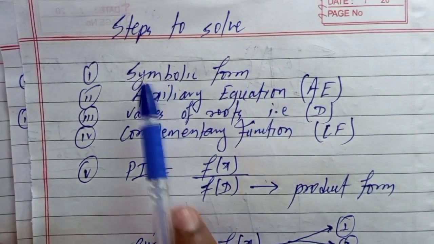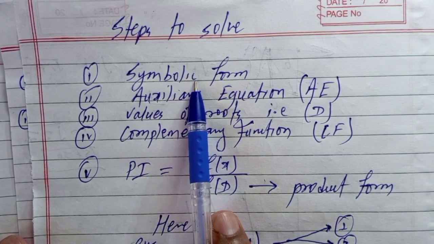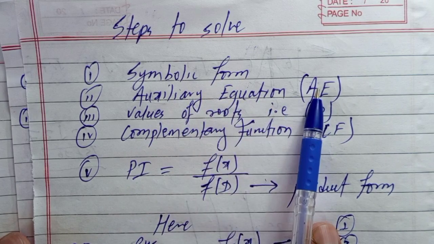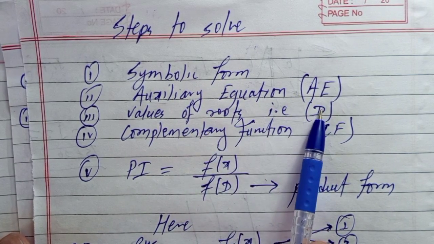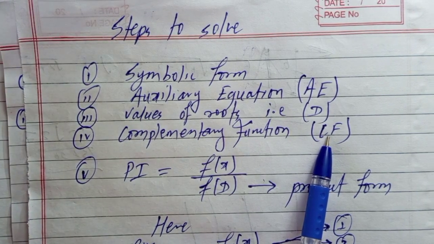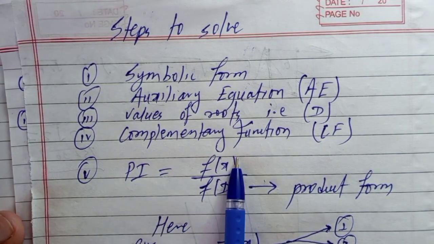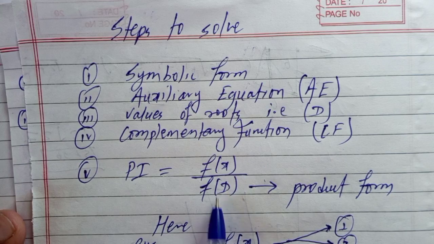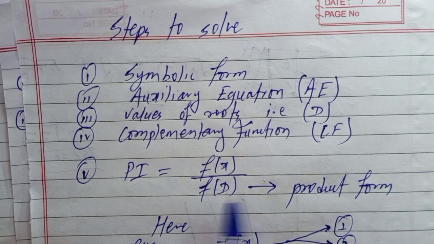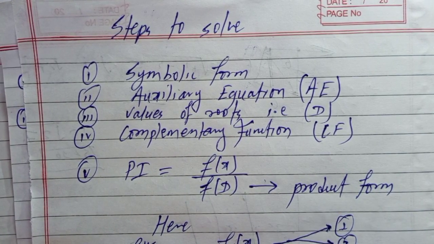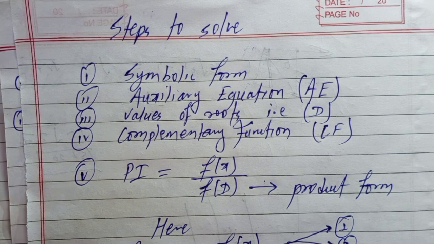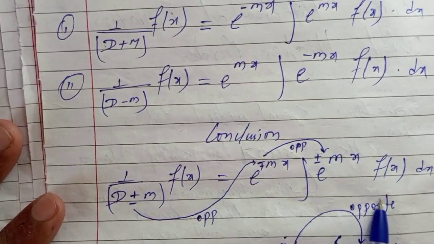In our general method, the steps are: first we should convert our given differential equation into symbolic form. Then we move ahead to the auxiliary equation, from where we get the values of the roots, that is D, and according to them we write our complementary function. Up to here all the processes are the same up to CF. In PI, function of x divided by function of D, that is, the right hand side divided by function of D from the auxiliary equation, and that function of D must be in product form. Thereafter we should use the formula which we have discussed already.